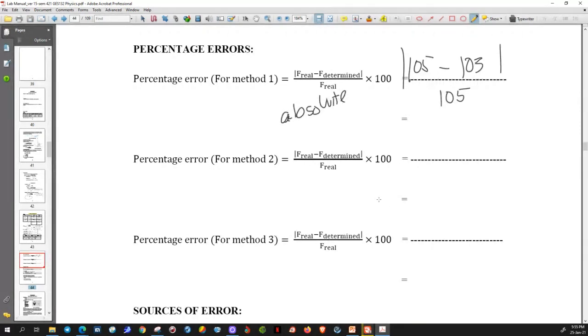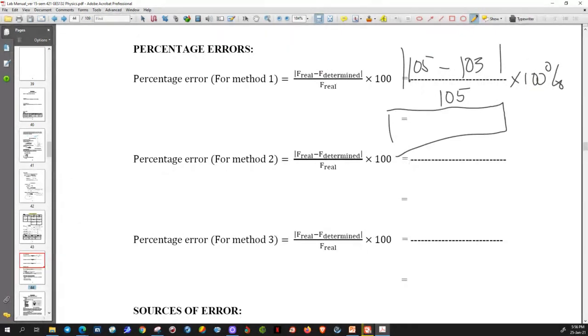Whenever you get a value, positive or negative, the result that you will take is always positive. Okay, absolute value. Multiply this by 100%. That will give you a percentage error.